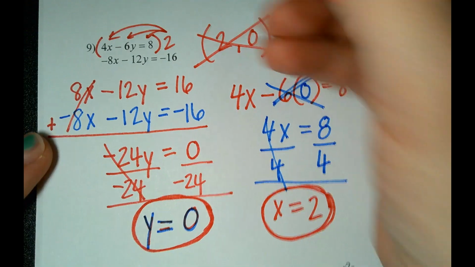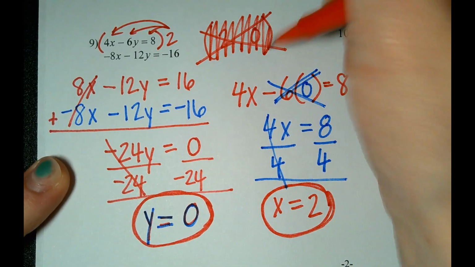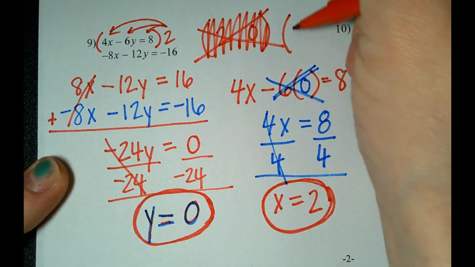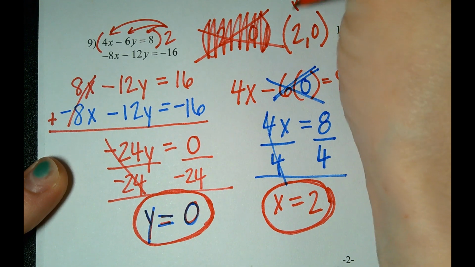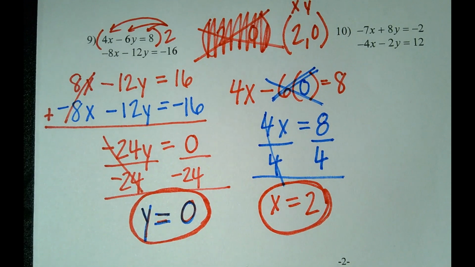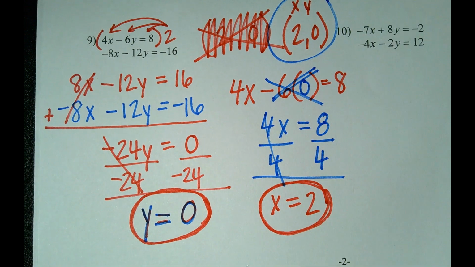Making me question myself. Get out of here. It is 2, 0. X comes first, then Y. Swear. So what was it that we learned last week?